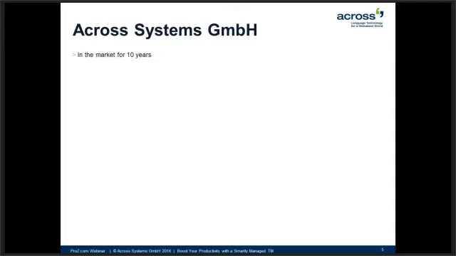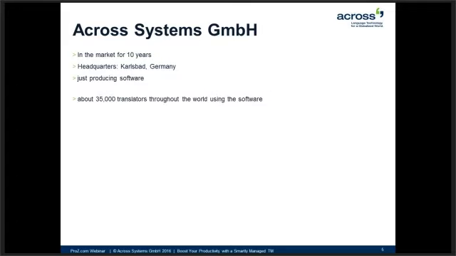The Across Systems GmbH has been in the market now for about 10 years, or it's close to 11 actually now. The headquarters is in Karlsbad, which is down south of Germany near Karlsruhe, and Across Systems is just a software producer. They are not brokering any assignments or jobs. They are not collecting any translation memories or terminology or whatever. There are about 35,000 translators in the world using Across, with another 1,000 so-called client server installations, which is the software version for our clients through which they assign jobs to us.